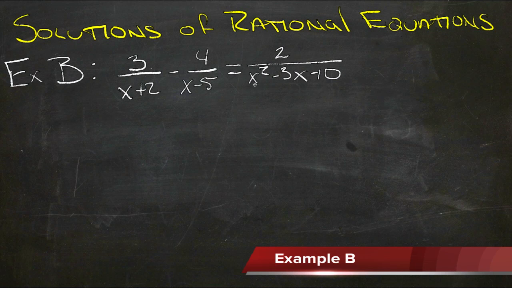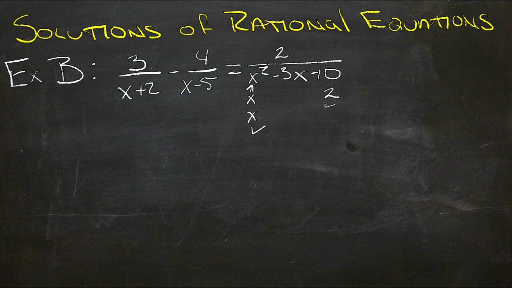trinomial over here. So we'll have something times something is x squared, so x times x, and something times something is negative 10, so positive 2 and negative 5, or negative 2 and positive 5. And then whatever we put here that multiplies to be negative 10 needs to add to be negative 3. So of these pairs, it looks like negative 5 and positive 2 are what we're looking for.